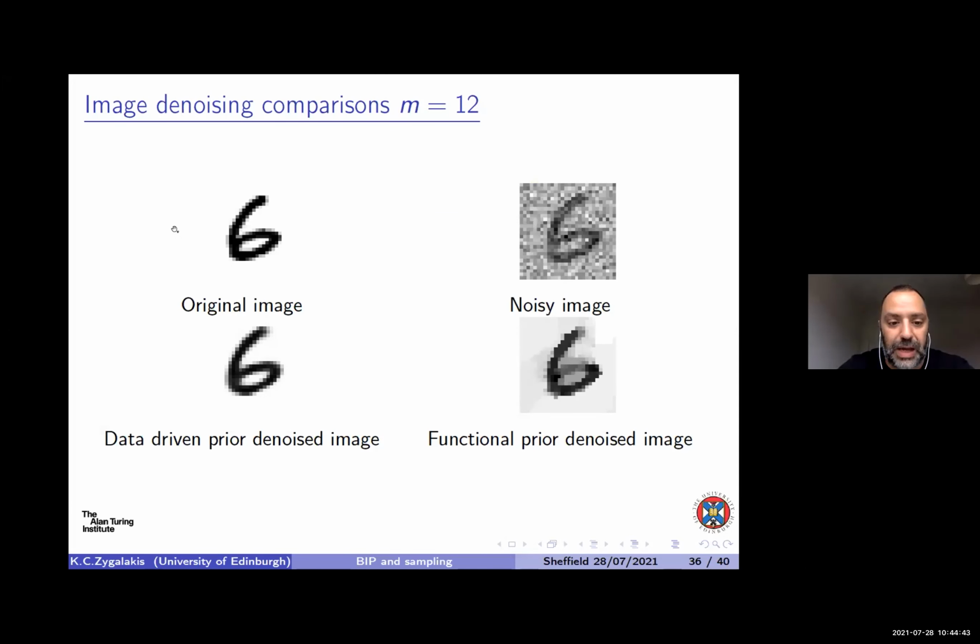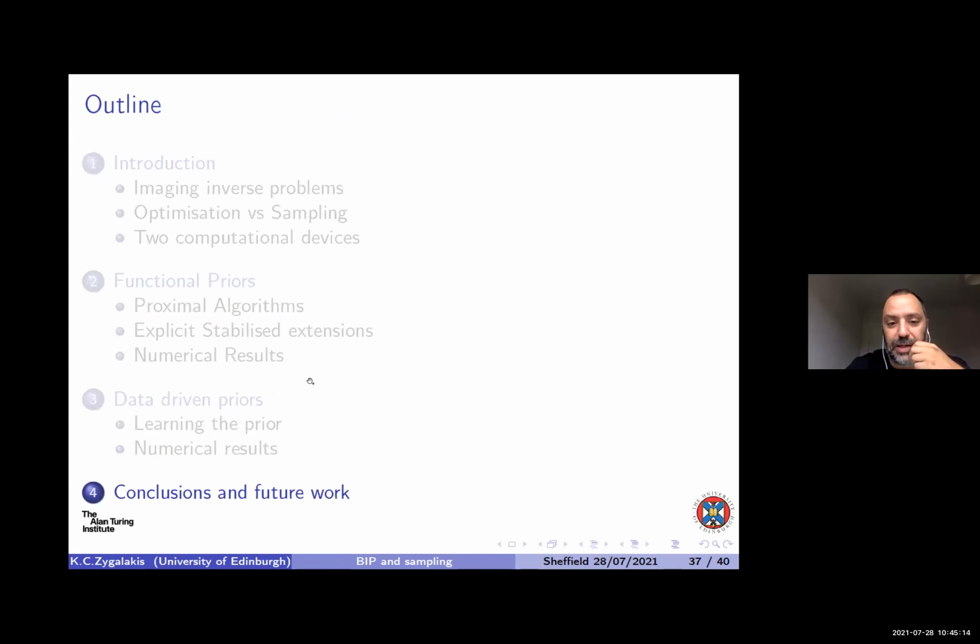by showing you this comparison. Okay, so this was the original image. This was the image Y, if you like. And this is the comparison between what I obtain by using this data-driven approach and what I obtained using this functional prior denoise approach. And as you can see, the data-driven prior is doing a much better job in terms of denoising the image. Okay, it actually looks quite close to the original image.